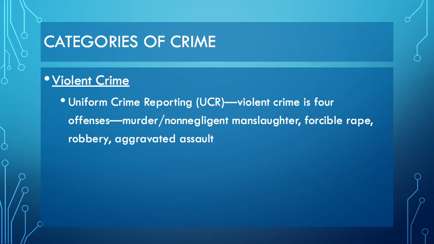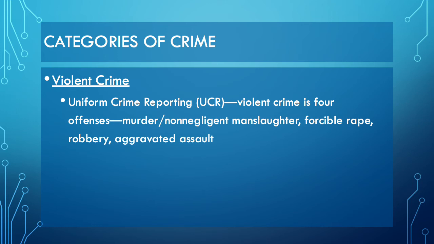So the Uniform Crime Report, which we'll take a look at in more detail in the next lecture, identifies violent crime as 4 offenses. First, murder or non-negligent manslaughter, and so that's the willful taking of somebody's life, whether it is intentional and planned, like with murder, or non-negligent manslaughter, which is oftentimes known as voluntary manslaughter.